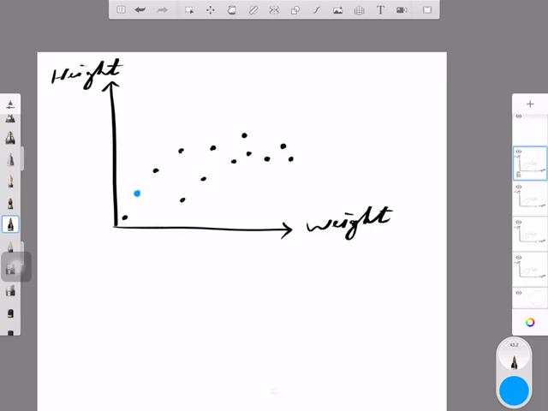I feel like it's hard for me to label the black dots. How can I? Oh, I should set up the layer first. Sorry. Let's try again. Now it looks good.